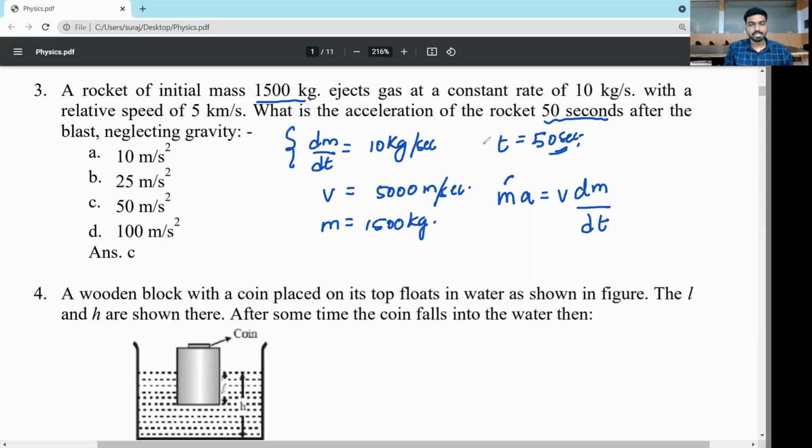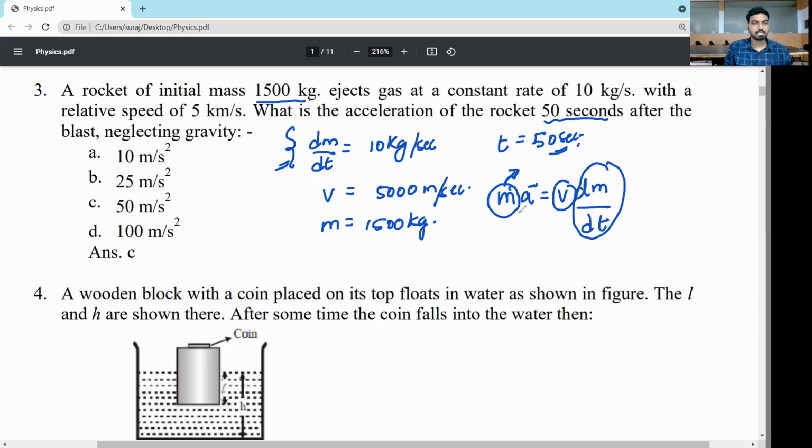After the blast, for the next 50 seconds, the mass will be decreasing, right? The rate of mass is given as 10 kg per second. That means per second 10 kg will decrease. For 50 seconds, 500 kg will decrease. So that final mass you will take. The rate of mass is given, velocity is given, final mass you can find, and A will be defined.